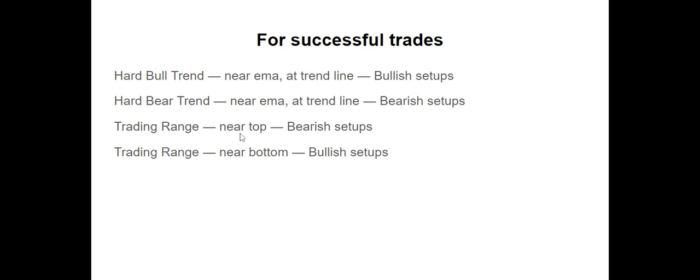Then in a trading range, at the top you should find bearish setups. In a trading range, which is a context, at the bottom, which is a location, you should find bullish setups. So this is how you get successful trades. If you deviate in any of these things, the trade can have higher chances of failure. For example, if you only look for a setup like a hammer or a hanging man doji, and you take that as a reason to trade without looking at the context and location, then there is a chance of failure.